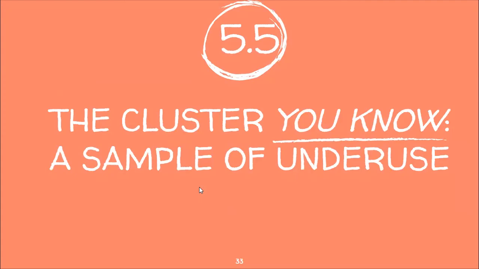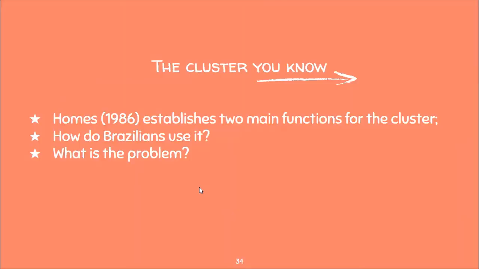Later on, we have the cluster as a sample of underuse, right? So the cluster again, the authors show that Holmes established that the cluster has two main functions. Those functions would be to express confidence and to express uncertainty as well. How do Brazilians use this cluster? It's mostly used to mark assertiveness. Therefore, it's used to express confidence and certainty.